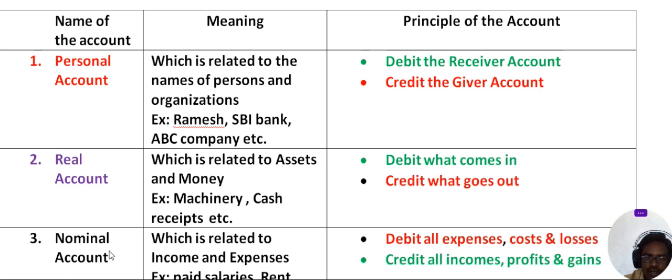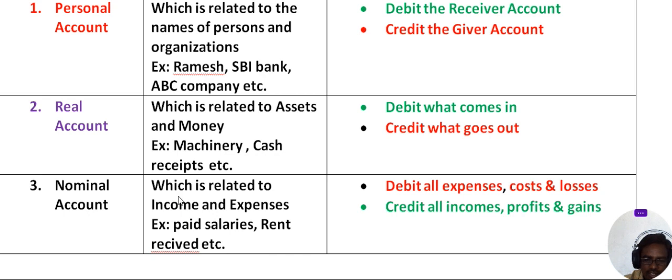And similarly nominal account, it is the third and final account, and the meaning of the account is that it is related to income and expenses, like paid salaries, rent received, etc. Here payment of salary is an expenditure and receipt of rent is income. So all this comes under nominal account. And nominal account principle is that debit all the expenses, costs and losses, and credit all incomes, profits and gains.